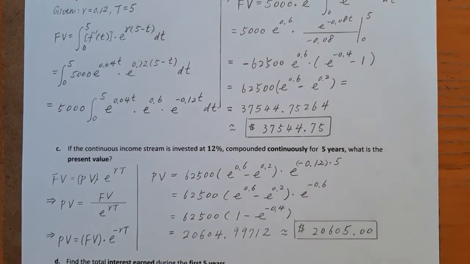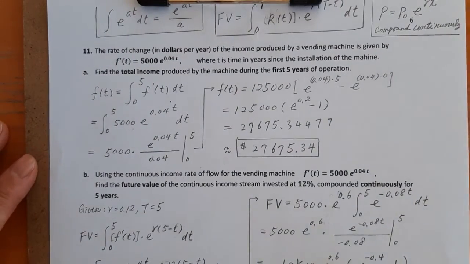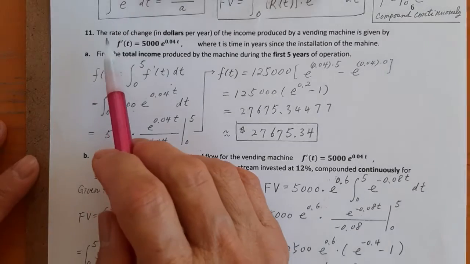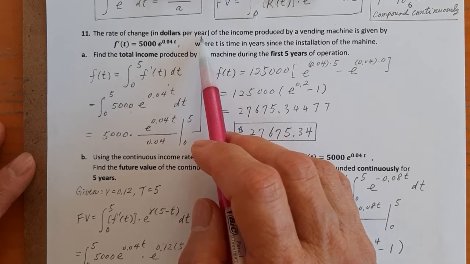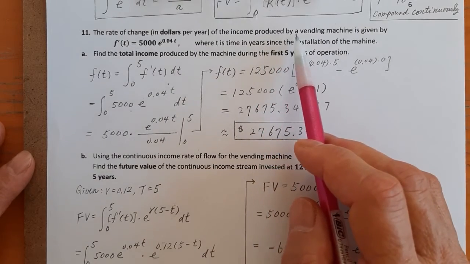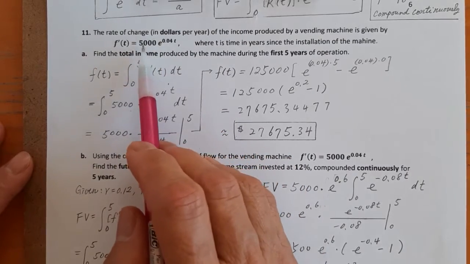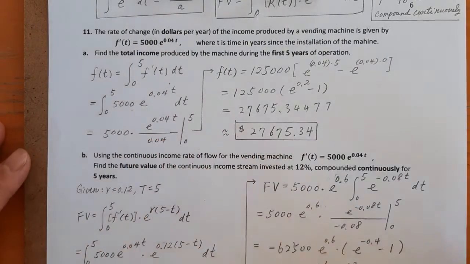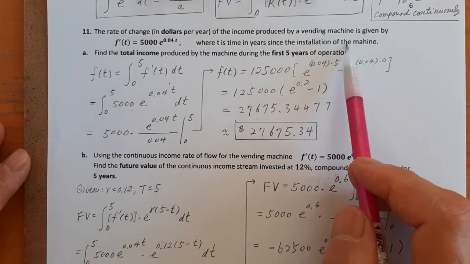Then the next one is question 11. It has A, B, C, D. The first question: the rate of change in dollars per year. Rate of change is f prime of t, the first derivative, of the income produced by a vending machine, given by f prime of t equals 5,000 e to the power 0.04 t, where t is time in years since the installation of the machine.